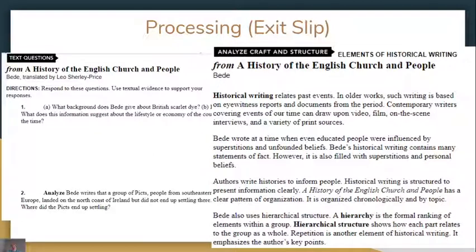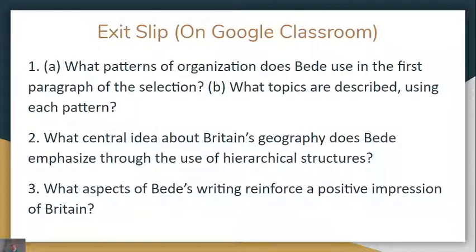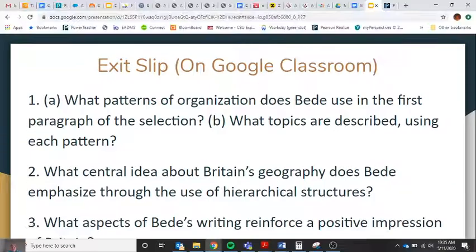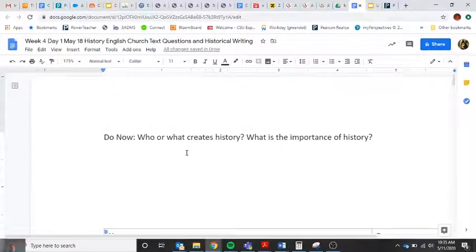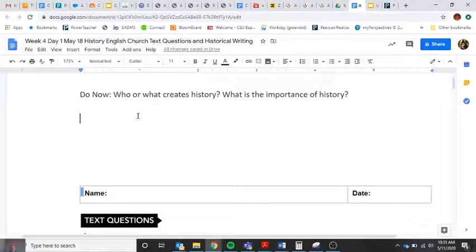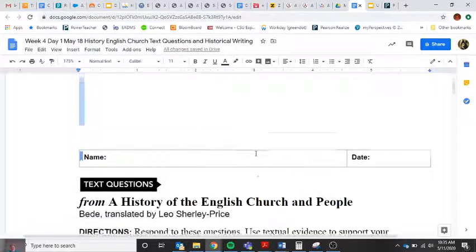It's about 9 minutes, or if you feel more comfortable just reading it yourself, you can do that as well. Okay, and then this is our exit slip. So you're going to be looking at some text questions. You're going to be looking at some historical writing. I'm going to take you there in just a moment. And then you're going to have 3 last questions for your exit slip. So I'm going to show you what your exit slip is going to look like. You are going to start off here where you are talking about who or what creates history and what is the importance of that history. So go ahead and write your answer here.